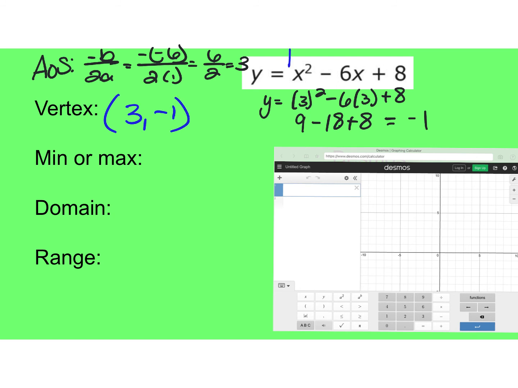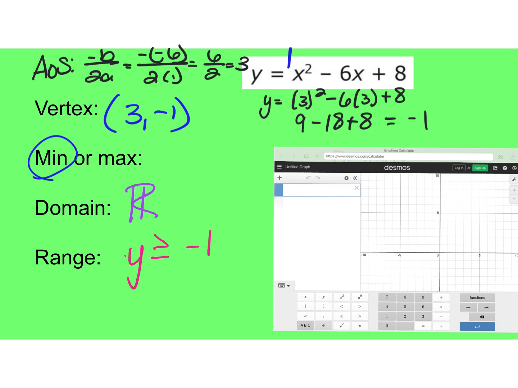Our a value is a 1. So that means that we are going to have a minimum because it's positive. It's opening up. For our domain, we are going to have, again, all real numbers. And now for the range, we're talking about all y values that are greater than or equal to negative 1.